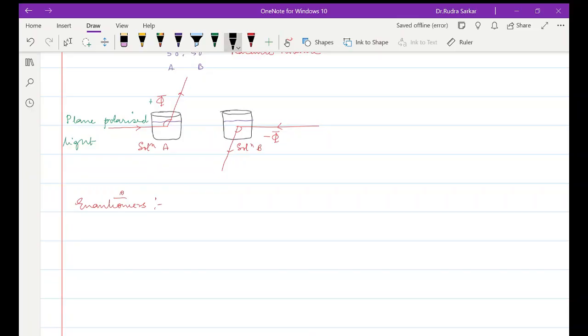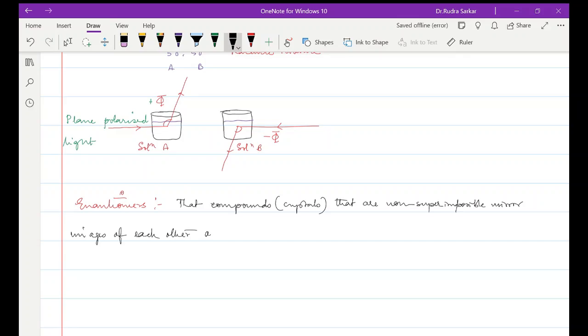So he said that compounds, initially which were crystals, that are non-superimposable mirror images of each other are called enantiomers.